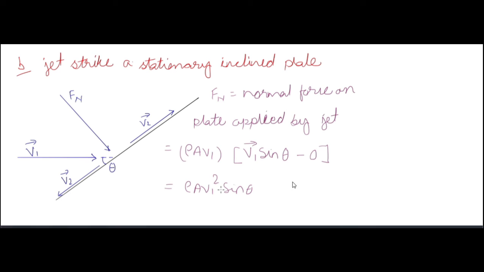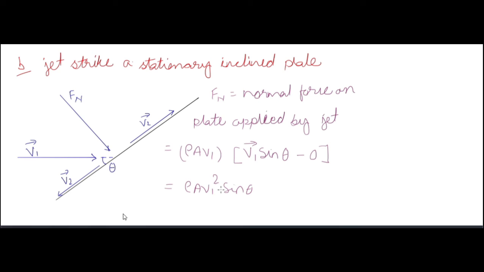Okay, v2 components are cancelling each other both in horizontal and vertical direction, so we are not having any v2 component. We will deal only with v1, and that too if we are concerned with the normal force, means the normal to that plate. So velocity component will also be along the normal. Okay, so v1 sine theta along that normal. So force experienced by the plate will be rho a v1 into v1 sine theta.